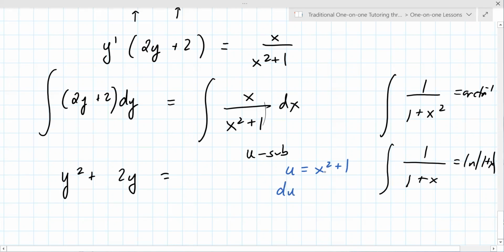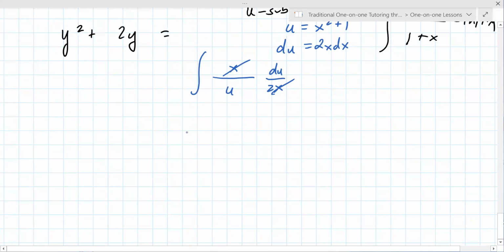So u is x squared plus 1. du is 2x dx, and that's what I meant by the derivative of the bottom is the top, even though it's not a perfect top. It's just got a number out in front. So it becomes the integral of x over u. dx is du over 2x. The x's cancel, and you end up getting 1/2 the integral of 1 over u du, which is 1/2 natural log absolute value of u plus c.